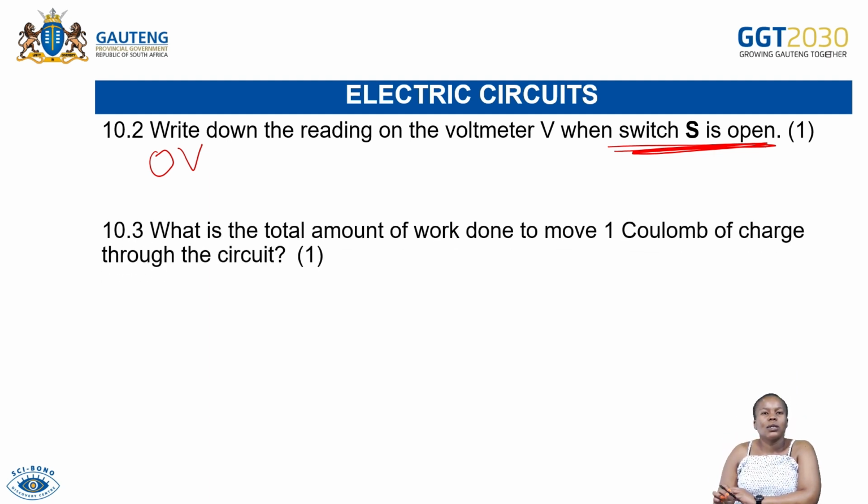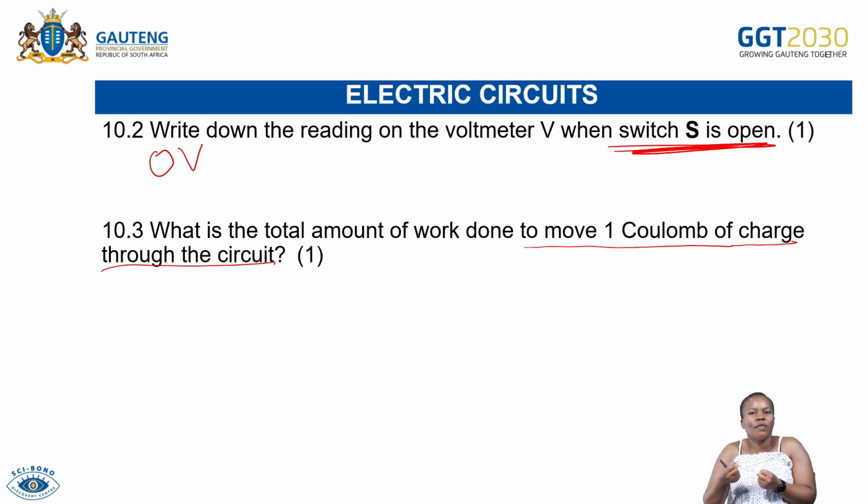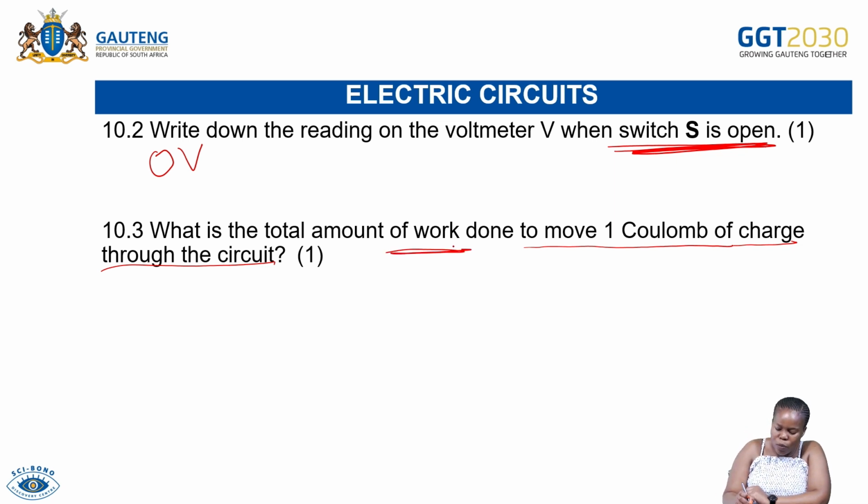What is the total amount of work done to move 1 coulomb of charge through the circuit? Remember, in the circuit, we are being provided with an EMF of 24 volts. So the work that is done to move this 1 coulomb of charge through the circuit is therefore going to be, because now we're referring to work, and work is in joules, so we need to say it's 24 joules.